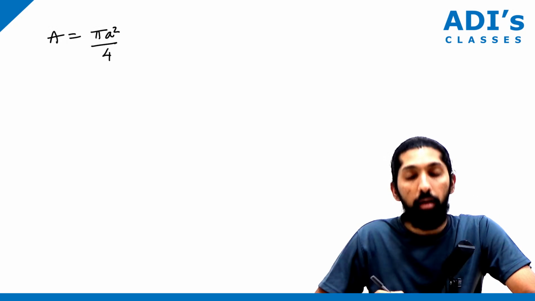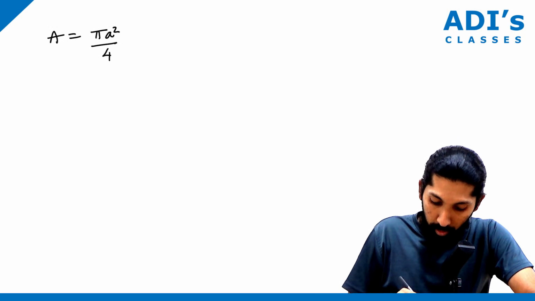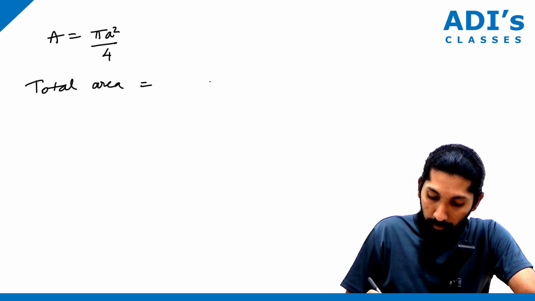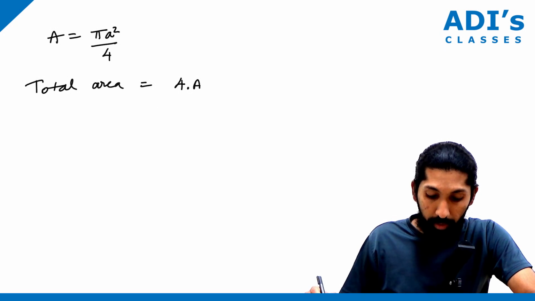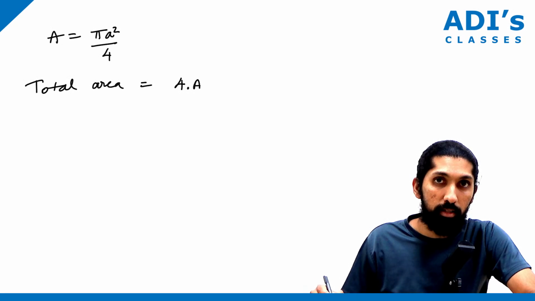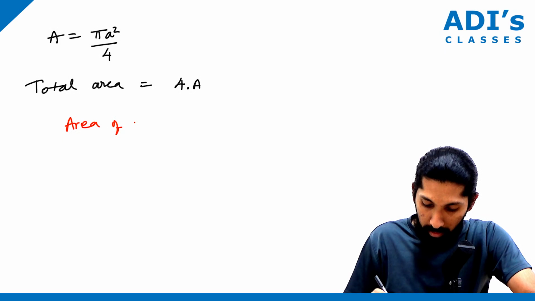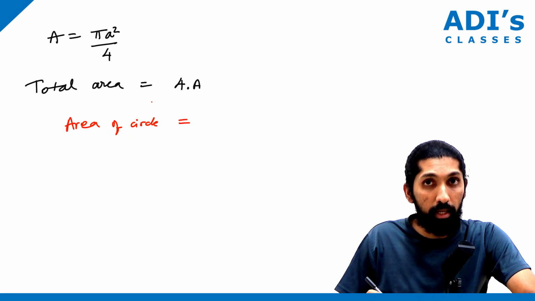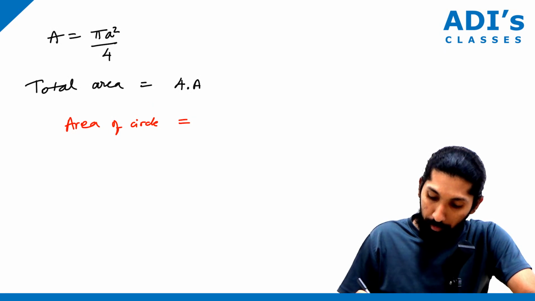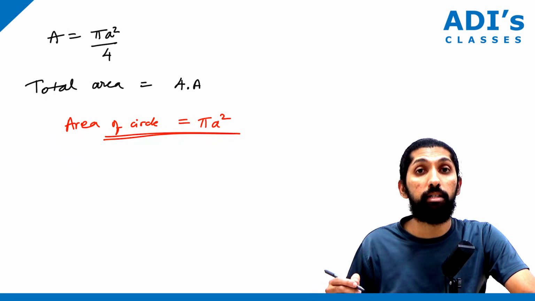But this is the area of one quadrant, right? So the final area will be what? The total area of the circle is 4 times the value. That means what do we get? 4 into pi a square by 4. 4 and 4 cancel. Therefore, the area of the circle is equal to 4 into pi by 4 a square. 4 and 4 cancel, pi a square. If you remember, pi r square is the area of a circle.